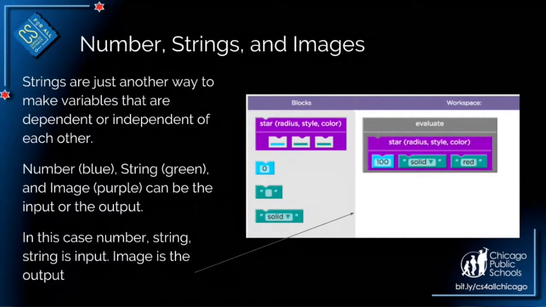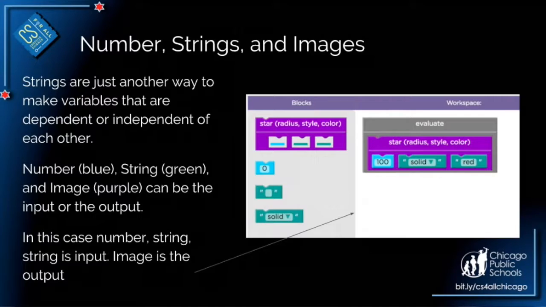So now we're jumping into the actual bare bones of computer science and algebra from a code.org standpoint. These are all variables. These are numbers, strings, and images. And strings are just another way to make variables. They can be dependent or independent of each other. In this case, right now, they're independent. A number can stand for whatever number you want it to. A string can mean, in this case, a style or a color, but it could mean anything you wanted it to. Radius just happens to be a number.